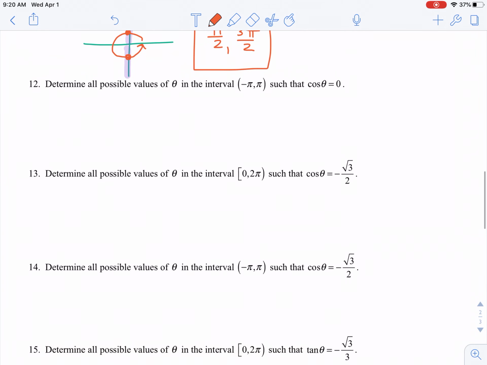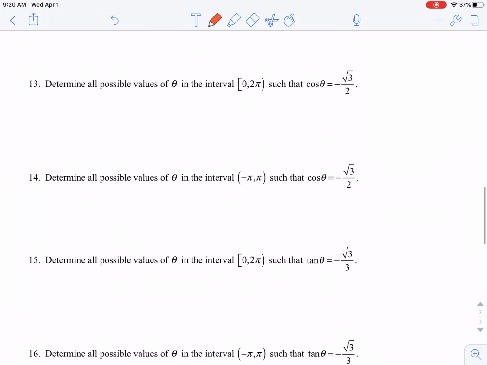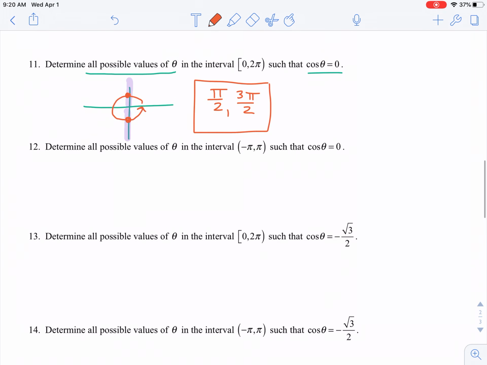So go ahead and consider these problems, give them a try, and we're here if you need us.